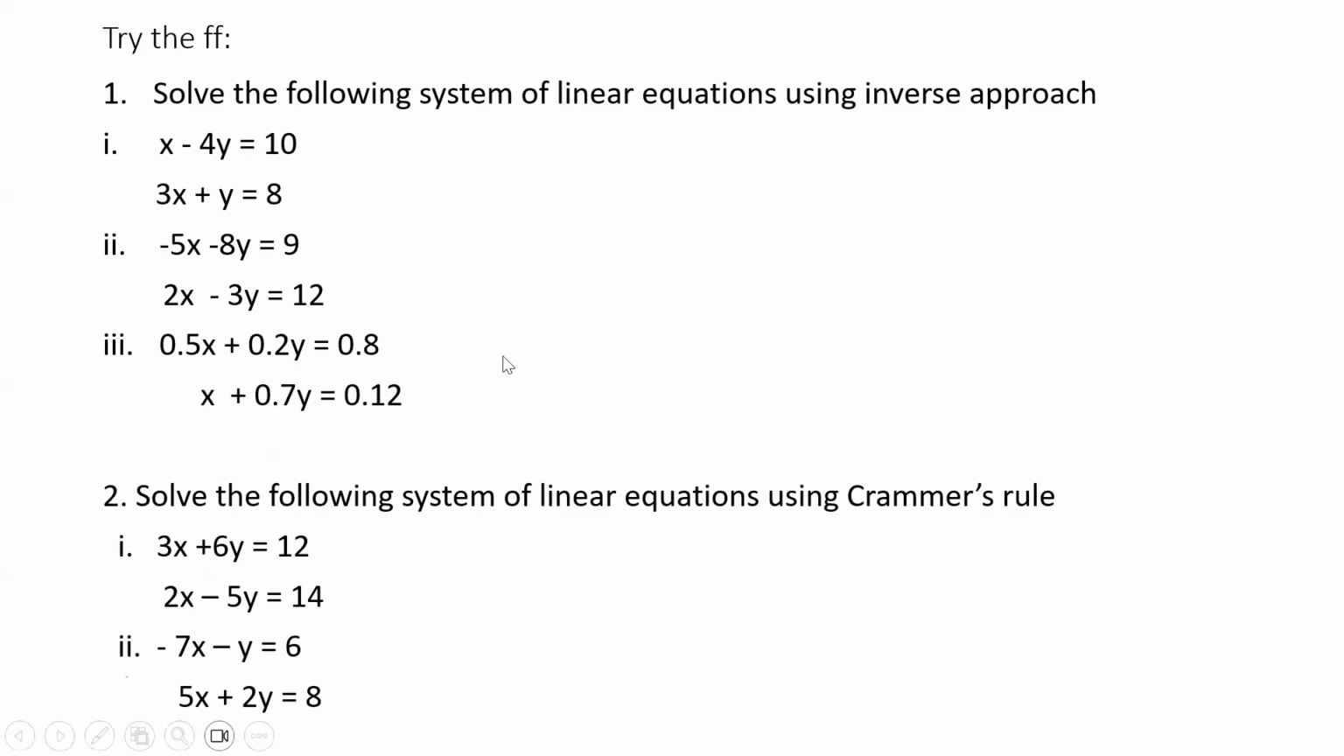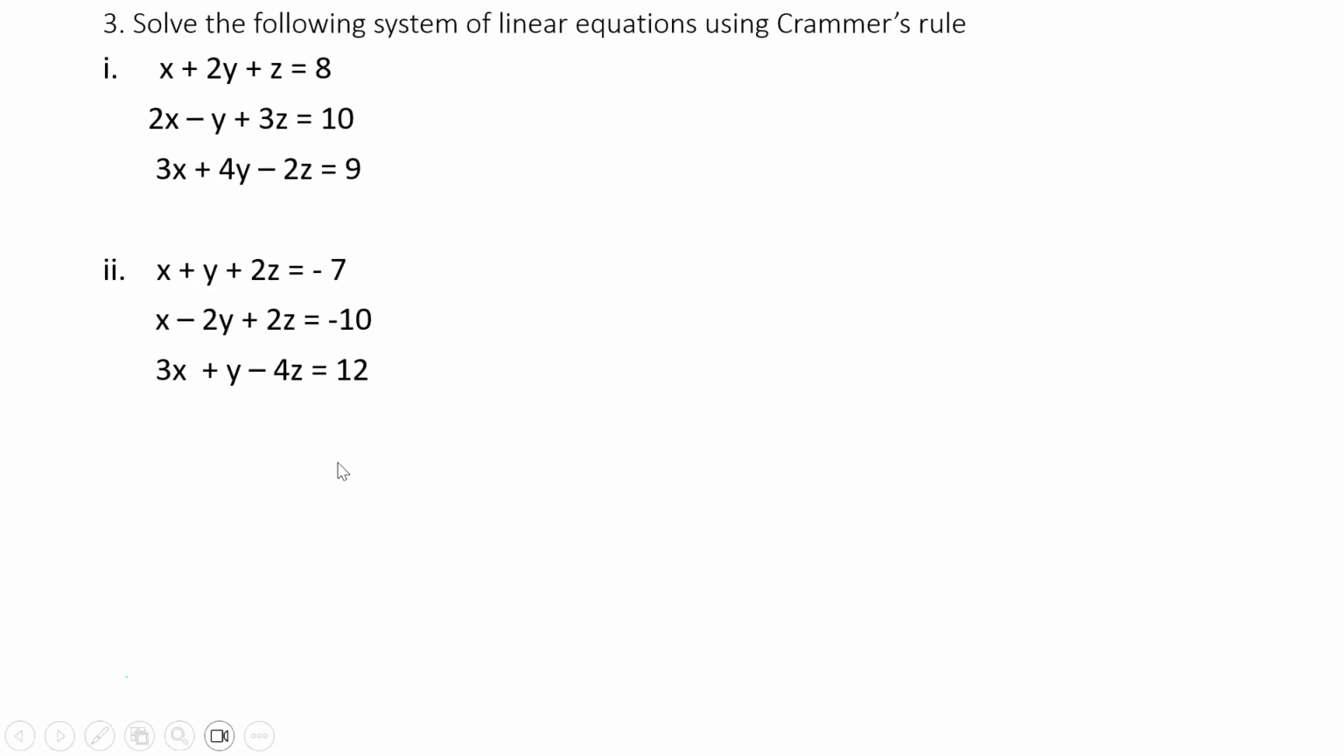So you can try all this. These are the 2 by 2. All of them are 2 by 2. You can try all this, and then it can be 3 by 3. So if it's not difficult, you can just try your hand on them. All of them, 3 equations. Okay.